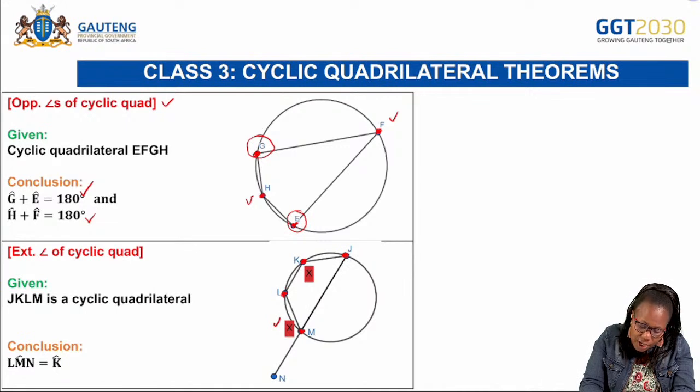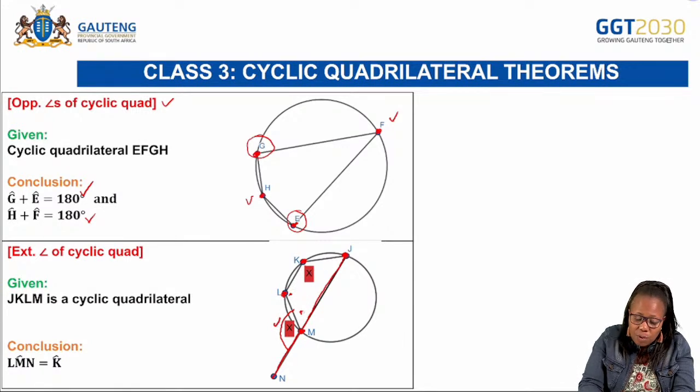The line JM is now extended to N. So it is creating that exterior angle, which is NML. And now this is equal to the interior opposite. How do you check the interior? You come in here, you pass that one, and then that will be your interior opposite angle.